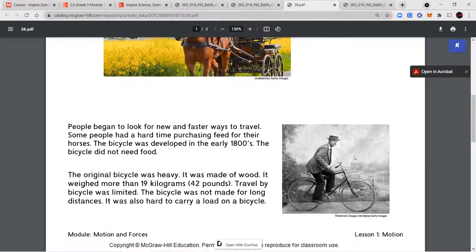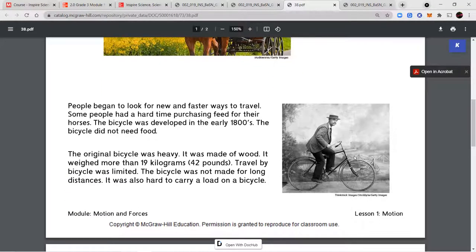People began to look for new and faster ways to travel. Some people had a hard time purchasing feed for their horses. The bicycle was developed by the early 1800s. The bicycle did not need food. The original bicycle was heavy. It was made of wood. It weighed more than 19 kilograms or more than 42 pounds. Travel by the bicycle was limited. The bicycle is not made for long distances. It was also hard to carry a load on a bicycle.